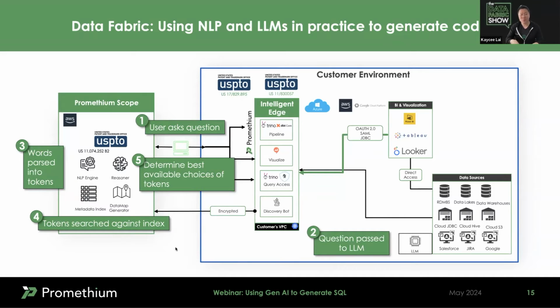Now, while we're doing this in parallel, when the user asks the question and we begin parsing, the question is also sent to the customer's LLM of choice. You can either connect Prometheum to a public LLM like ChatGPT, or if the customer has their own specific LLM they want to use, you can connect that as well. So the LLM is going to parse the question and just suggest, here's how we would write the SQL expression based upon the question and the context and the intent of the question. So at this point, the LLM does not see your data.